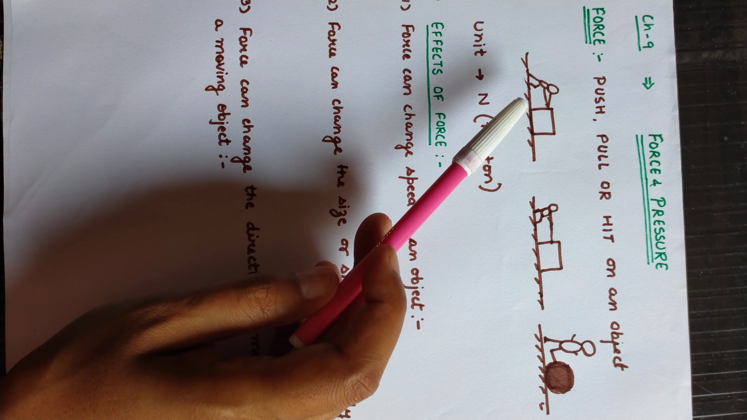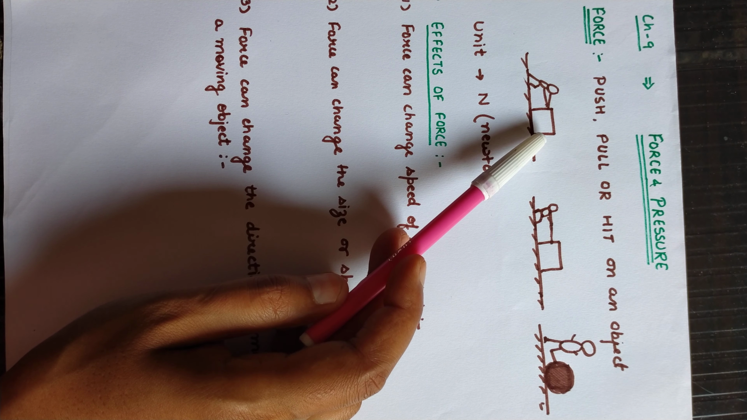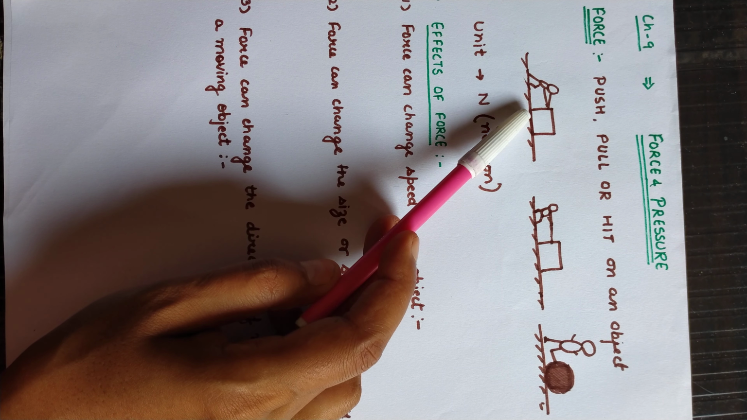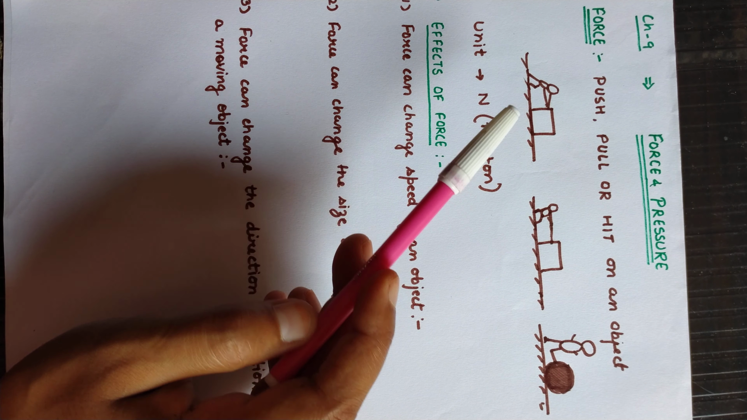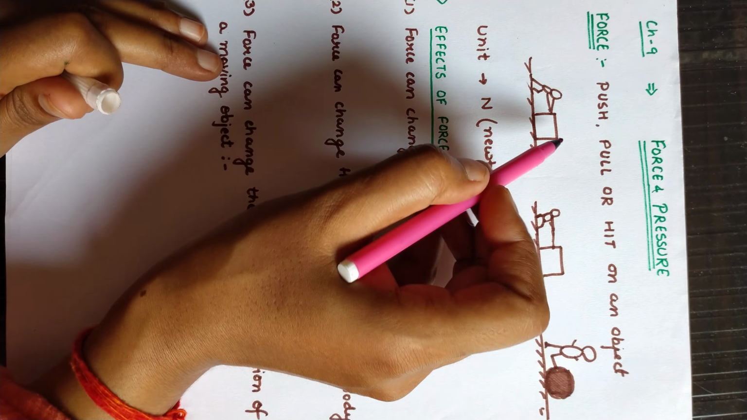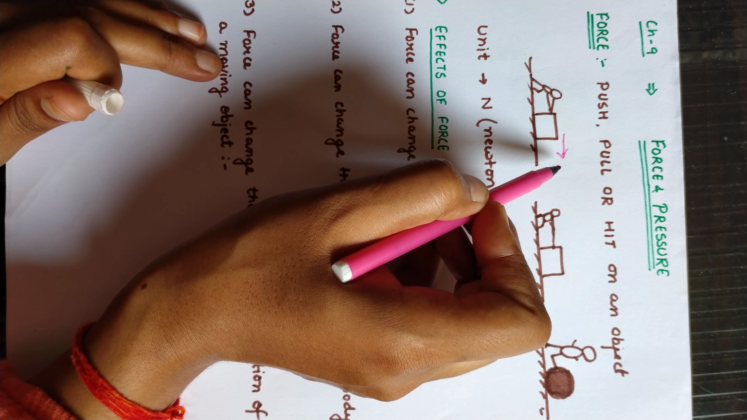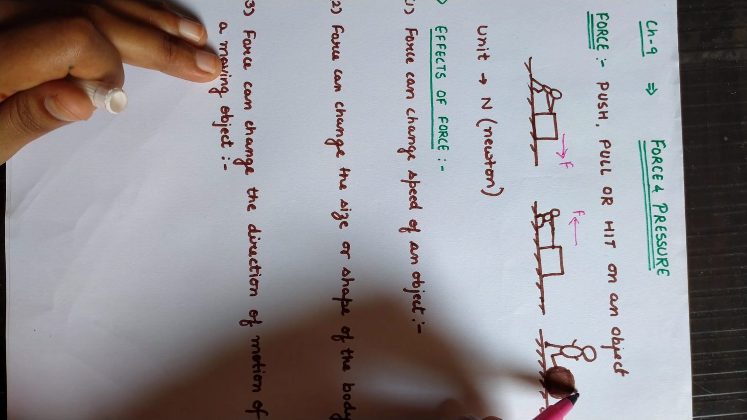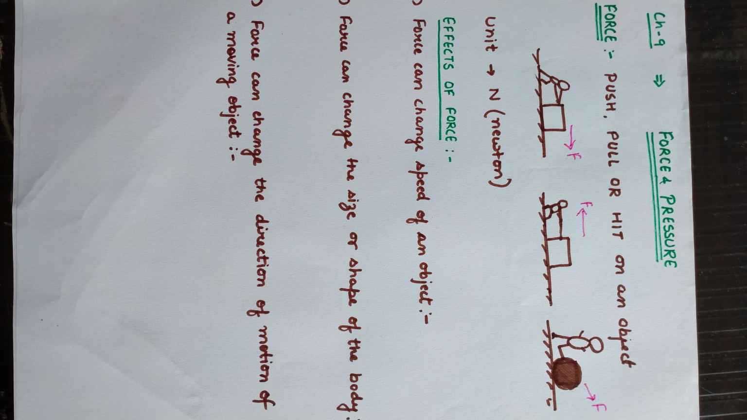The total amount of force applied by the person on the object is called the magnitude of force. Means total force. The direction in which the force is applied, like pushing the object in this direction, is the direction of force here. If the object is pulled in this direction, this is the direction of force. So the force has a particular direction.